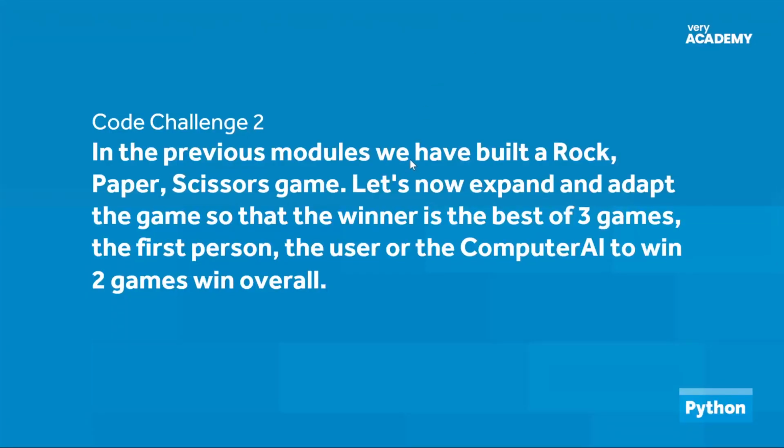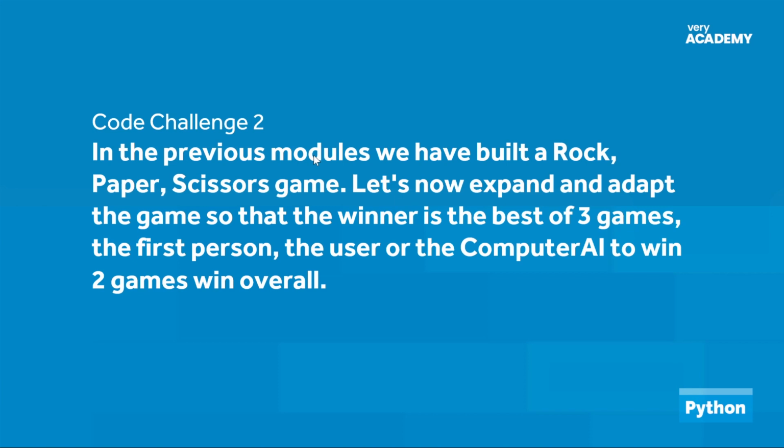So let's now apply this knowledge to code challenge 2. This challenge is a little bit larger, and this is probably the largest challenge, or potentially the largest script, that you're going to have built at this point. So in the previous module, we built a rock, paper, scissors game. So we're going to copy the code from the previous module, and let's now expand and adapt this game so that the winner is the best of 3 games.